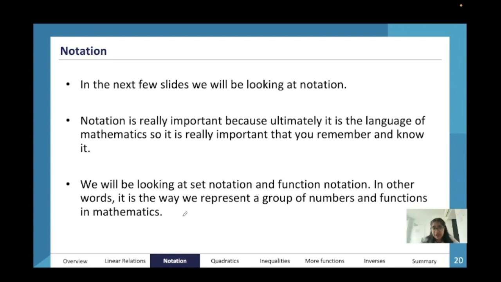So it's sort of the language that you'll be using for your maths. So it's really important that you remember your notation and you know how to use it. Here we'll be looking at set notation and function notation. So basically how to represent a group of numbers and how to represent functions in maths.